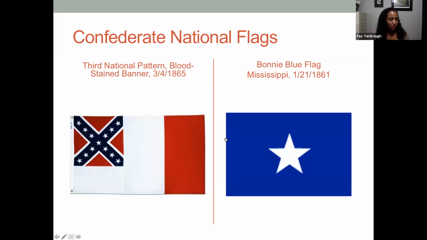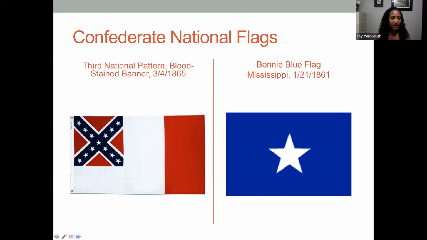So again, I would argue that if you are really interested in heritage and thinking about Confederate ancestors who served in the war, that this might actually be the most accurate flag for you to fly, right? Because this is one of the earliest flags that we have to represent that.